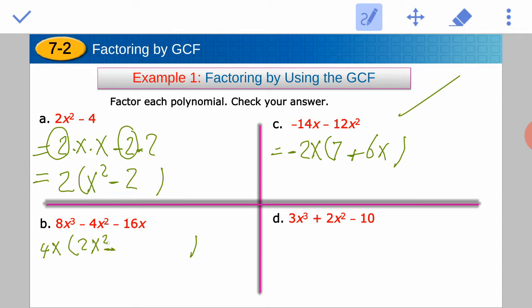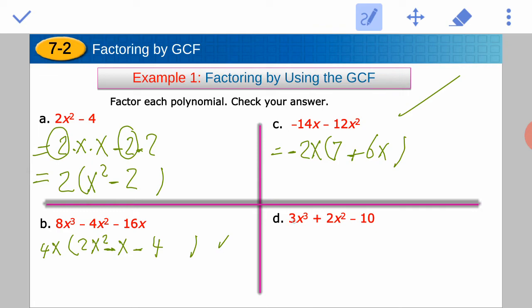Negative, we copy that negative, we don't change the sign. 4x squared divided by 4x, it gives us 1x, or simply x. Negative 16 divided by 4 is 4. X divided by x, they cross out each other. Distribute property mentally very quickly to make sure everything is okay. 4x times 2x squared is 8x cubed. 4x times negative x, it's negative 4x squared. 4x times negative 4, it's negative 16x. It's perfect.